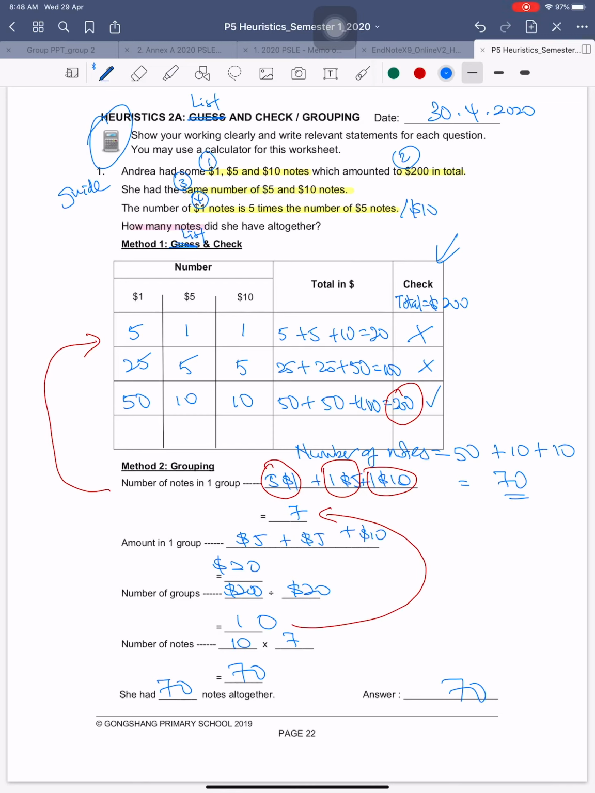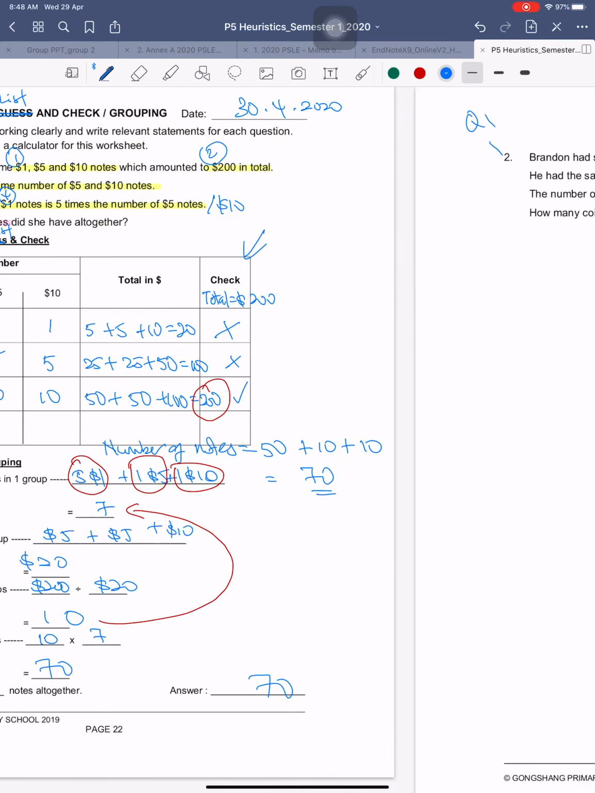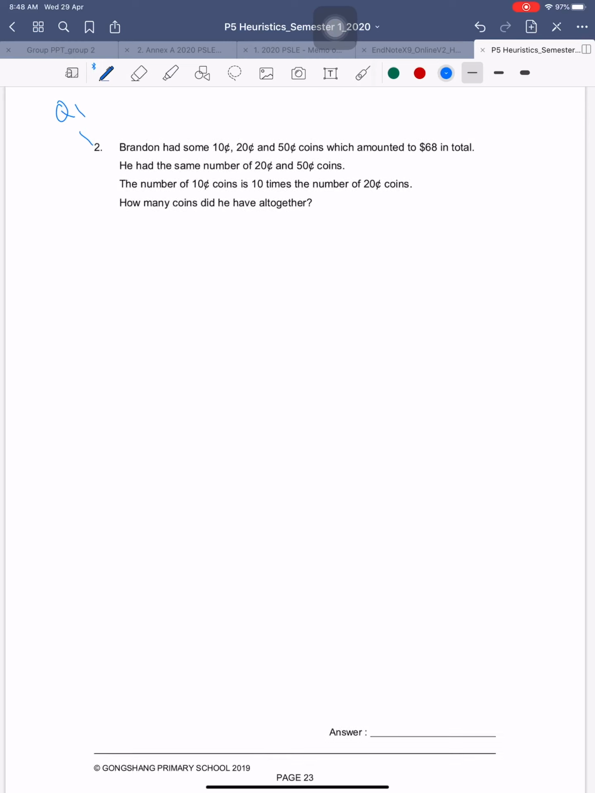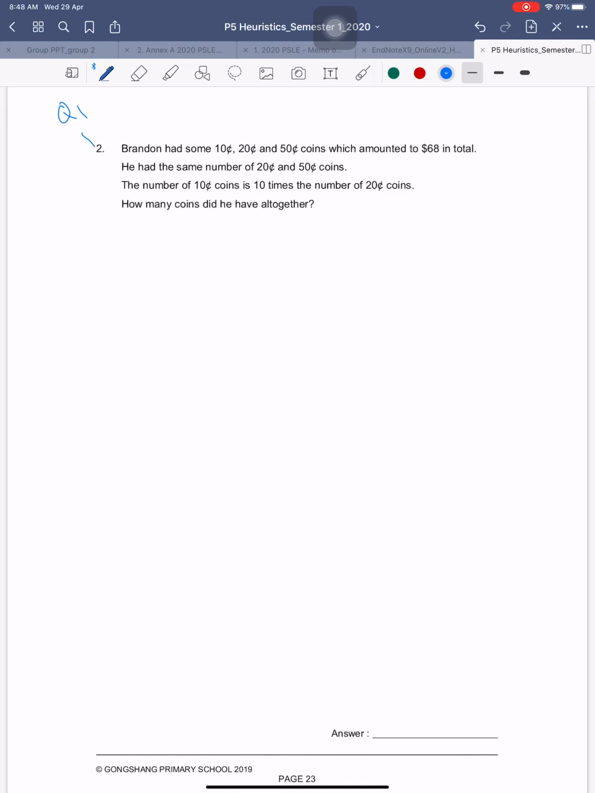As I said just now, some of you might find the list and check method easier or the grouping method easier, it doesn't matter. But for this exercise, heuristic 2A, I want you to try both methods. Of course, during a test or exam, you are allowed to choose either one. Later on, after this video, you will be doing question 2 on your own. And as I said earlier, question 2 is quite similar to question 1.